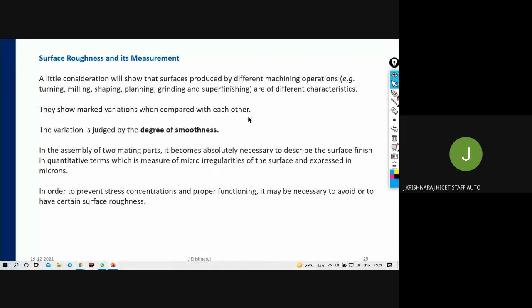That variation is judged by the degree of smoothness. Even depending upon the machinery, the surface roughness values will vary. For example, if I manufacture on a lathe, it will have a higher surface roughness value. But if you produce the same component with the same operations on a CNC machine, it will have smooth enough surfaces. So the machinery as well as the materials play a vital part in the surface roughness values. That is the degree of smoothness.